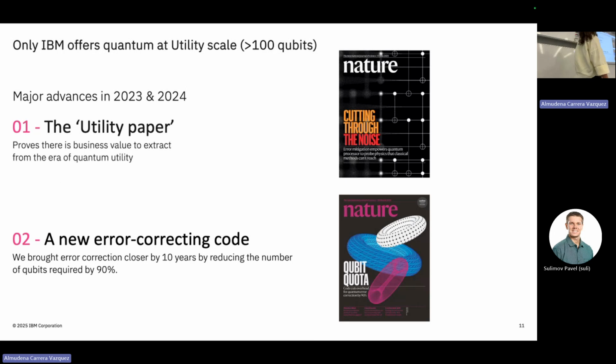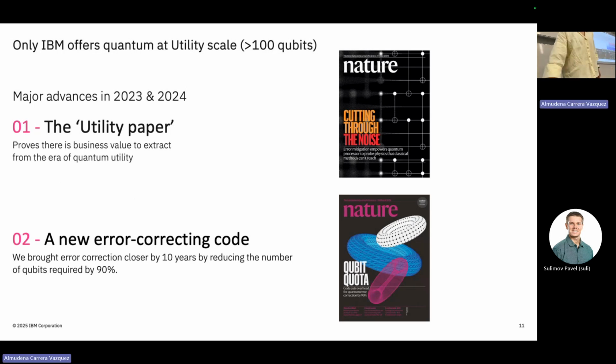So this was the first breakthrough that there was in 2023, and there was a second one last year, and this is on error correction. I will explain a bit more in detail what this means and why there was a problem in this area. But basically, what you should take as a take-home message is that there have been two big breakthroughs from IBM. One was the utility paper, and the other one was on error correction.